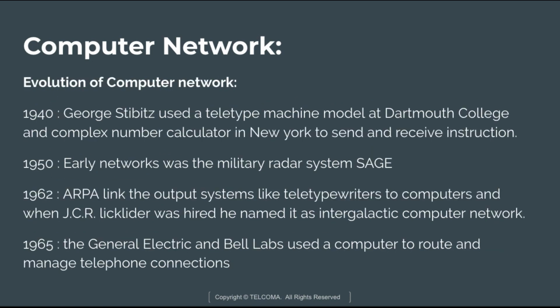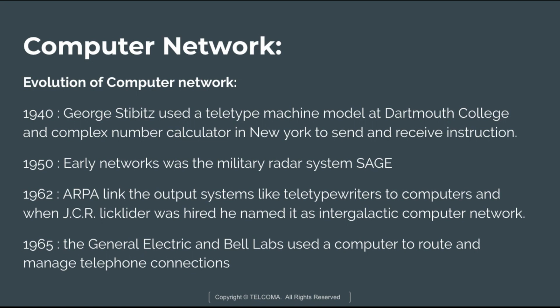Next, we are going to discuss the evolution of computer network. The evolution of computer network starts in 1940 when George Stibitz used a teletype machine model at Dartmouth College and a complex number calculator in New York to send and receive instructions. So in 1940 the teletype machine is used to send the message, whereas the complex number calculator is used to receive the instructions.